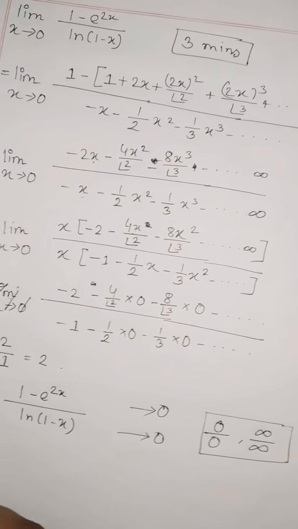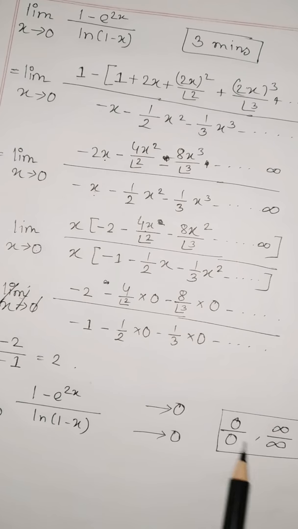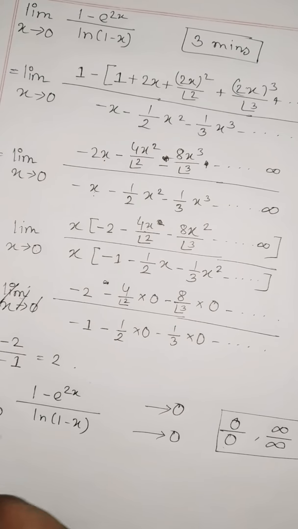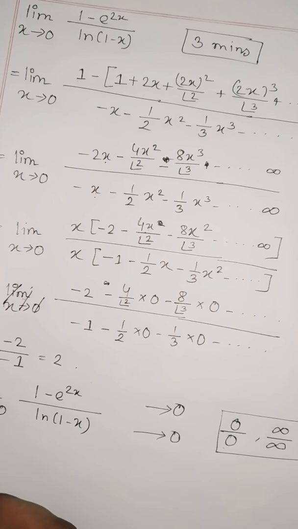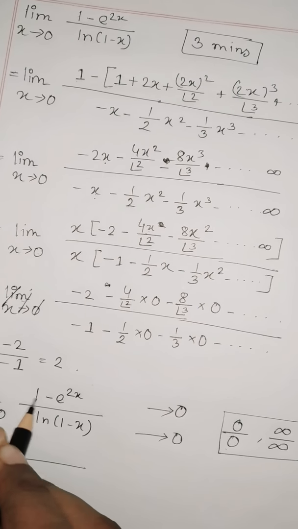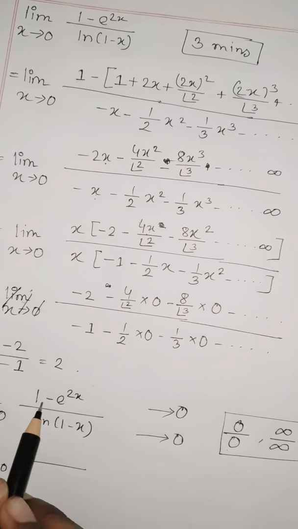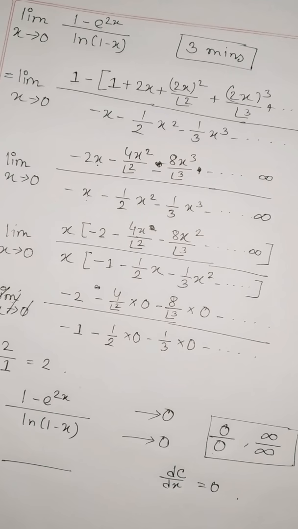As this whole expression maintains that form, we can use L'Hospital's rule. So what can we do? We need to differentiate the upper part and the lower part. d/dx of 1 is equal to 0, because it is a constant. d/dx of c is equal to 0, because a constant never changes with respect to any variable. So the change rate of this is equal to 0.